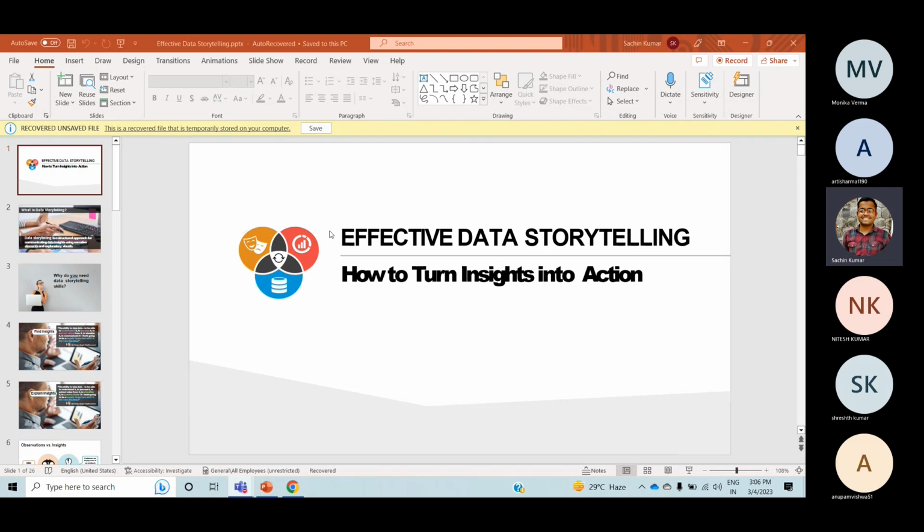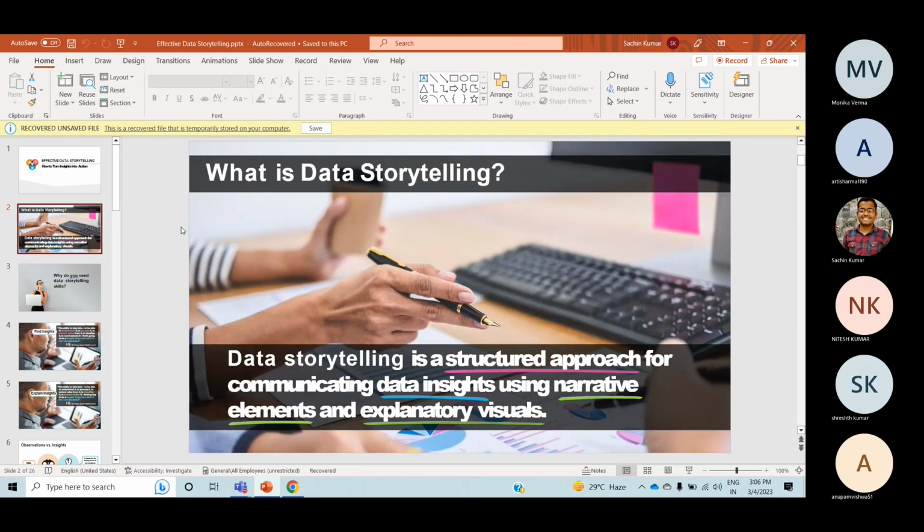On a very nice topic, data storytelling, which is very effective in today's data field. So before starting the topic, firstly we will learn what a data story and data storytelling are. Firstly, what is data? Data is basically a sequence of information from which we get insight. So firstly, we have studied what data storytelling is.